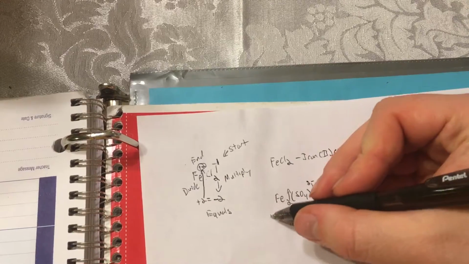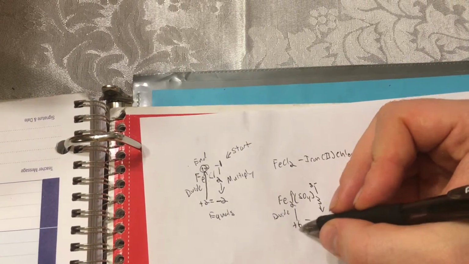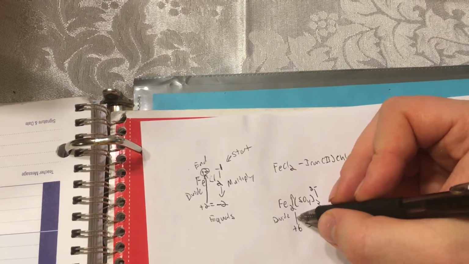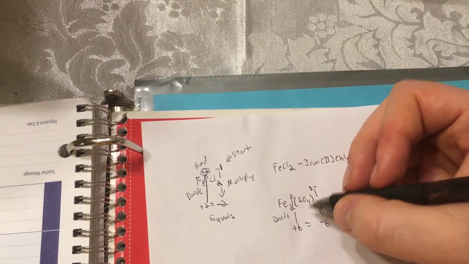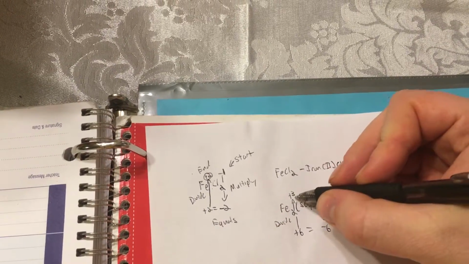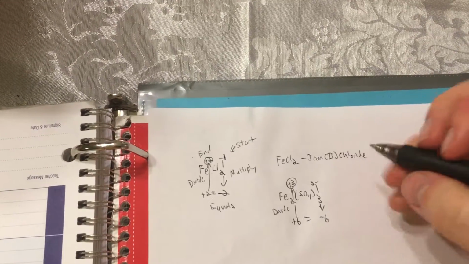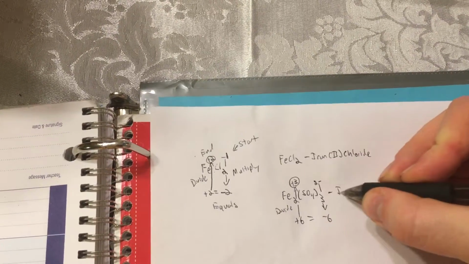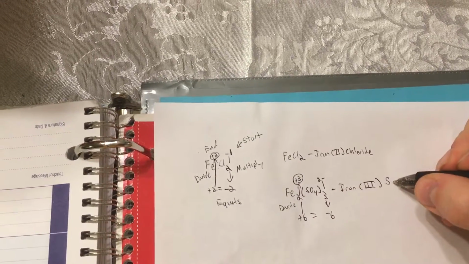Then we divide this total positive charge evenly among both the metal ions, because the metal ions will carry all of the positive charge. So 6 divided evenly into 2 gives us a total charge of +3 on each iron. So since each iron has a charge of +3, we call this iron(III) sulfate.